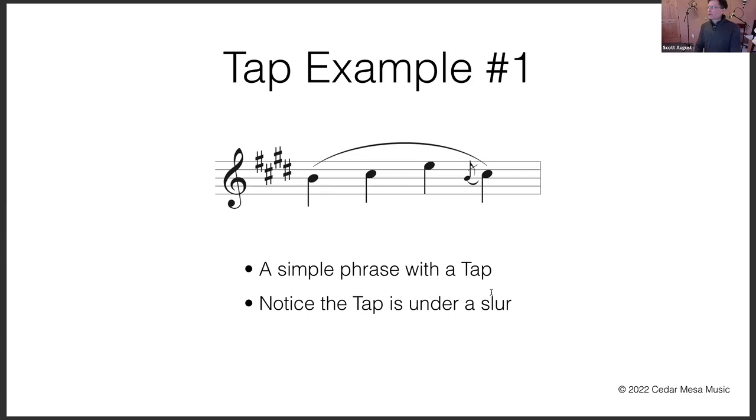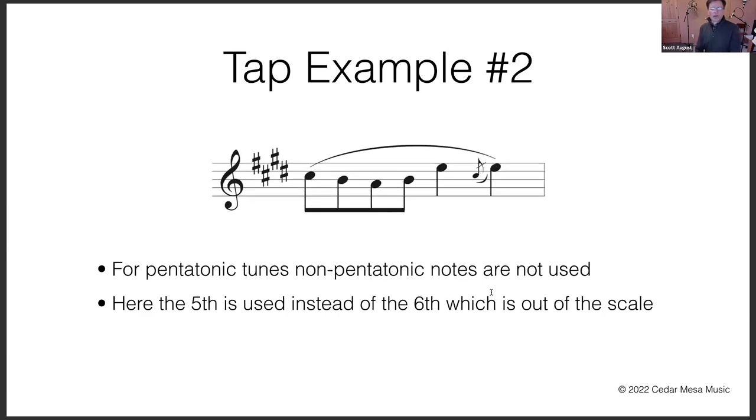All right. Let's go on. Here's another example. Now we end up at a 7, and I'm tapping a 5 because, again, we're not using non-pentatonic notes. This is all minor pentatonic. So the 5th instead of the 6th is used. So let me play it without it. I'm going to have 2 7s in a row, so I'm going to have to tongue the second one even though it's under a slur. Right?